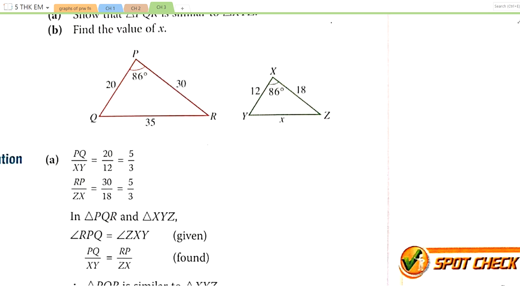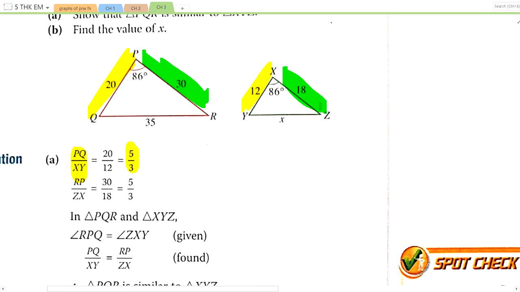Which side over which side? PQ over XY, yep, good choice. PQ over XY, and we see that it is 5 over 3, because the values are given to us. Let's find the ratio of another side.